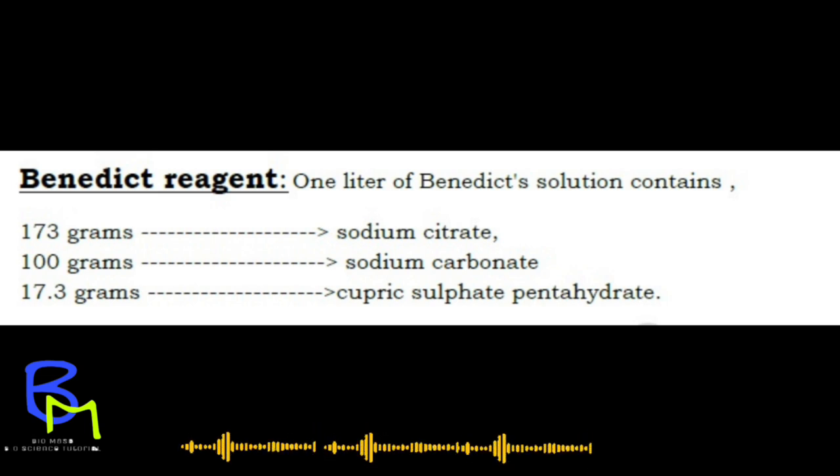What is in the composition of Benedict's reagent? 1 liter of Benedict solution contains 173 grams of sodium citrate, 100 grams of sodium carbonate and 17.3 grams of cupric sulfate pentahydrate. With the help of heat, dissolve 173 grams of sodium citrate and 100 grams of sodium carbonate in 800 milliliters of water. Dissolve 17.3 grams of cupric sulfate pentahydrate in 100 milliliters of water in a different container. Then pour the cupric sulfate solution into the carbonate citrate solution with constant stirring and make it up to 1000 milliliters.